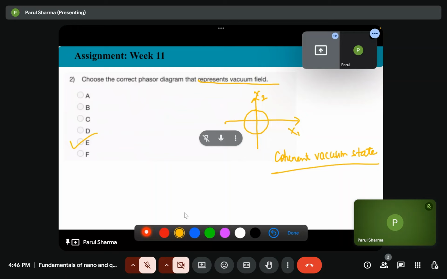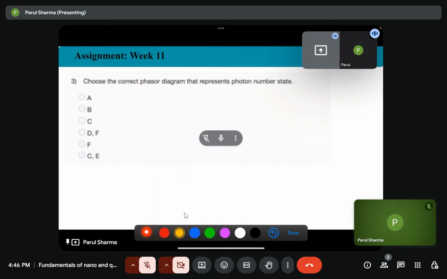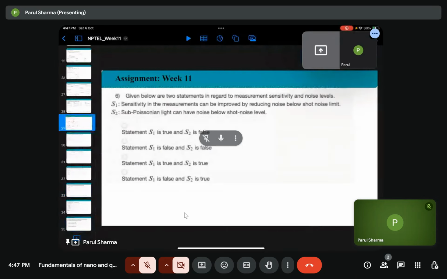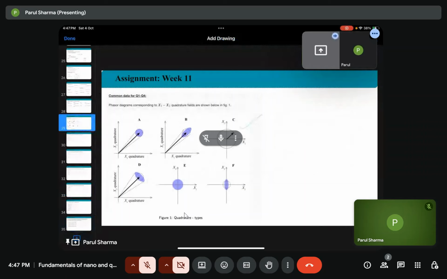The next is choose the correct phasor diagram that represents the photon number state. We saw that the circle represents the photon number states, whereas the radius represents the number of photons. So the option is C.